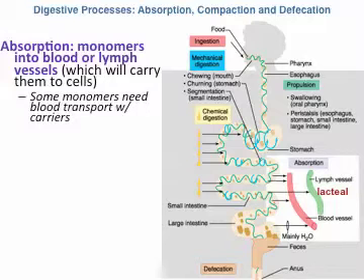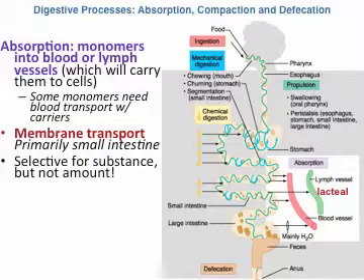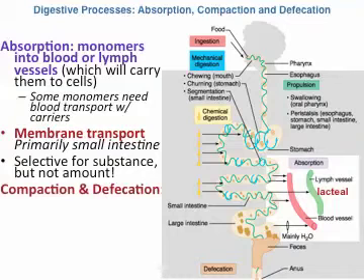Some monomers that get into the blood vessel, the capillaries, need transport carriers. Membrane transport occurs mostly in the small intestine, and that's where you're transporting the monomers like amino acids across the digestive system wall. Membrane transport, you need a membrane transporter, so you're selective for the substance that you transport. So if you transport amino acids, you're selective for that amino acid.